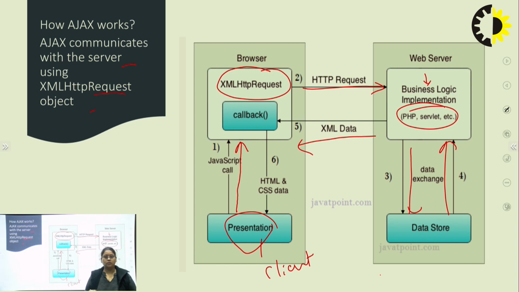But we know that the client only understands HTML request or response. So in the next step, your XML information is converted into HTML and CSS data, and it will be displayed by the client browser. So these are the 6-step process through which we communicate. We have to just display the information on the client side. So this is the whole working of Ajax, that how Ajax works.